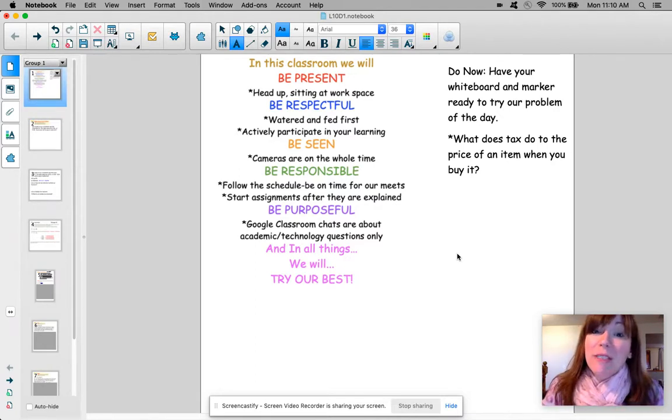And we're going to be talking about tax today. And so my first question is just for you to get your brain going. What does tax do to the price of an item when you buy it? Hopefully you are thinking about how it's increasing that price. So you go and you buy something and it's not actually the price on the price tag, it's a little bit more because of that tax.